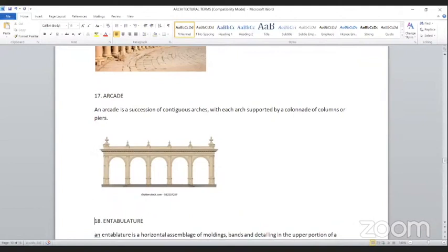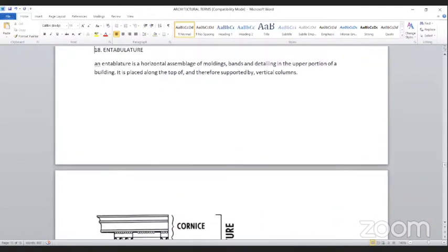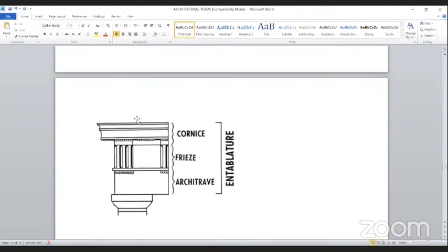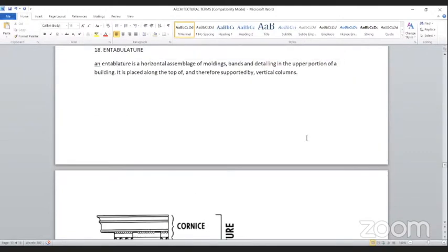Now we saw that there was an entablature. What is an entablature? An entablature is a horizontal assemblage of moldings, bands, and detailing in the upper portion of a building. It is placed along the top of, and therefore supported by, vertical columns. So this is an entablature, the whole of it from here to here. It is supported by a column. It's a horizontal assemblage.